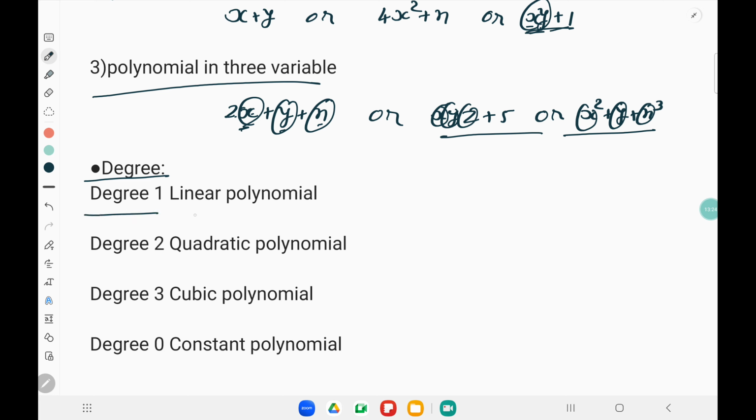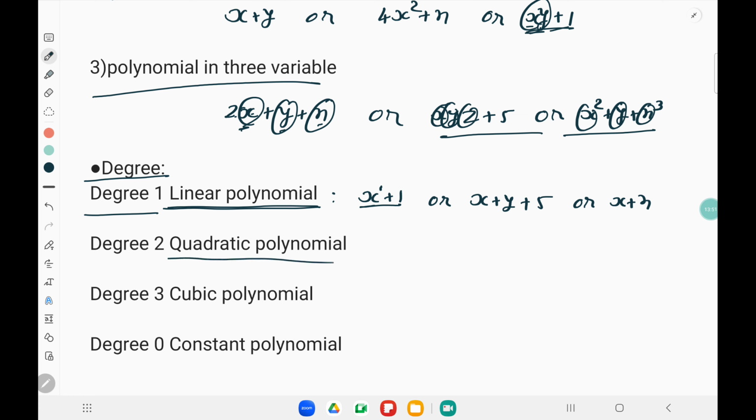If the degree is 1, it has a particular name: linear polynomial. For example, if I say x plus 1, then in this polynomial x has the highest power 1. So this is a linear polynomial, or I could say x plus y plus 5, or x plus n. The highest power is only 1, so we call it a linear polynomial.